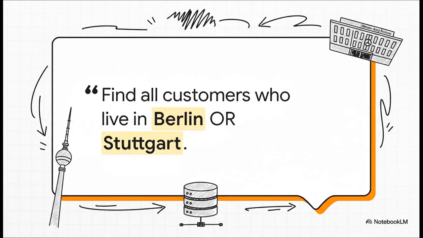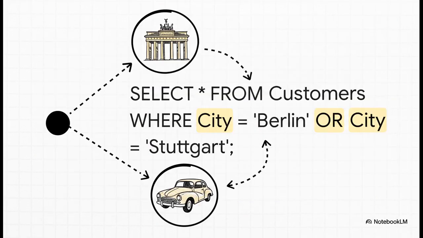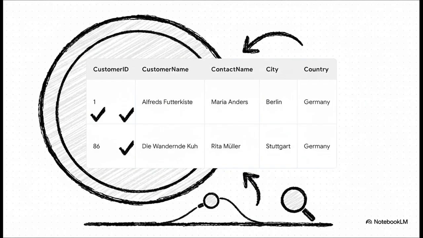Okay, next case. Our new objective. We need a list of all customers who are located in either Berlin or Stuttgart. We don't really care which one, just as long as they're in one of those two cities. And here's the query. It looks almost the same as our last one, but notice that one crucial difference. We're now connecting our conditions with OR, where city equals Berlin or city equals Stuttgart. And check it out. We get two records this time. The first one matches because the city is Berlin. The second one matches because its city is Stuttgart. So you can see the OR operator successfully cast a wider net and brought back every lead that fit.